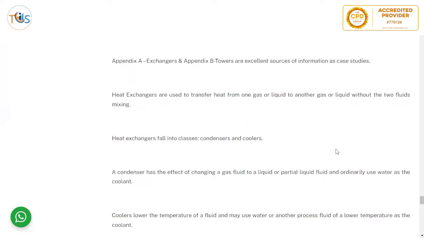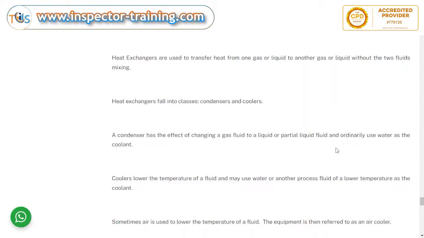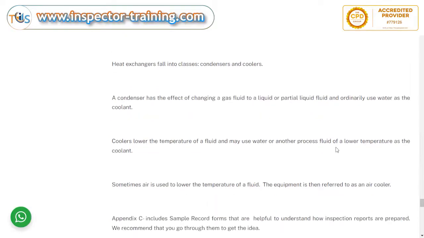Appendix A talks about exchangers. Appendix B, towers. They are an excellent source of information. Heat exchangers are used to transfer heat from one gas or liquid to another gas or liquid without the two fluids mixing. Heat exchangers fall into classes: condensers and coolers.